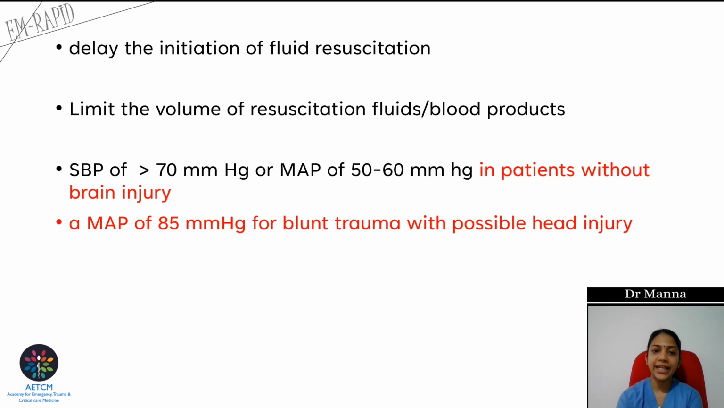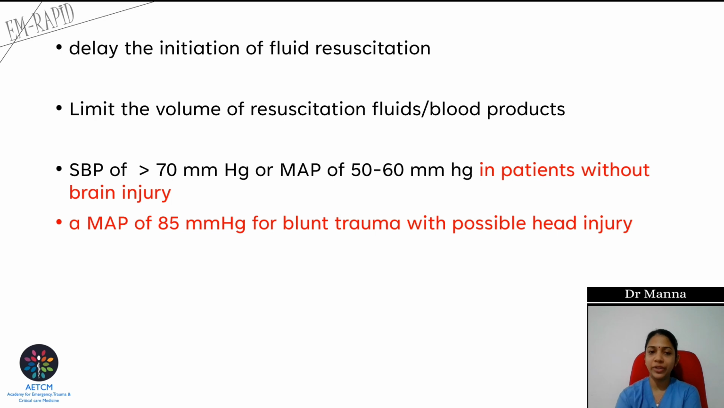So we are reducing the risk of bleeding by reducing the blood pressure. Either we can delay the initiation of fluid resuscitation, or we can limit the resuscitation with fluids and blood products in order to target a blood pressure which is just above 70 millimeters of mercury. That means the systolic BP should be targeted just above 70, or somewhere around 80 to 90 millimeters of mercury, or a MAP between 50 to 60 in a patient without a brain injury. In a patient with brain injury, we should target a MAP of at least 85 millimeters of mercury.